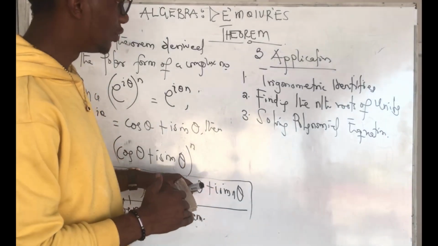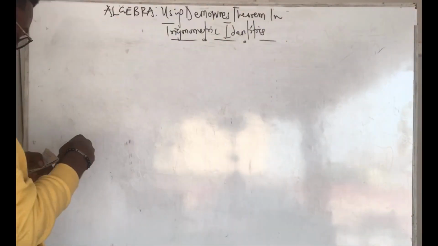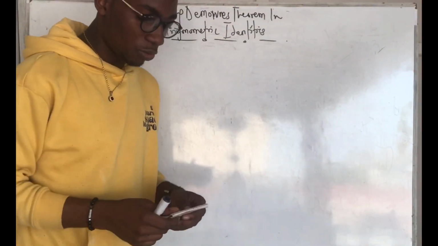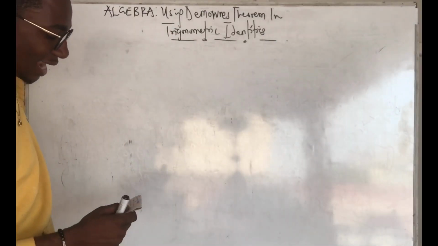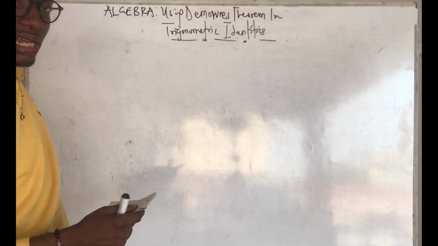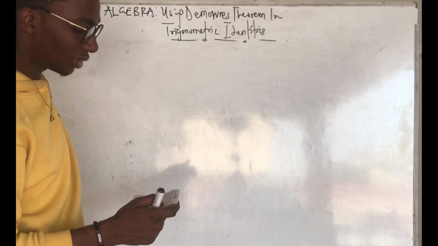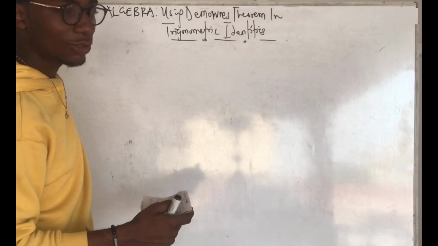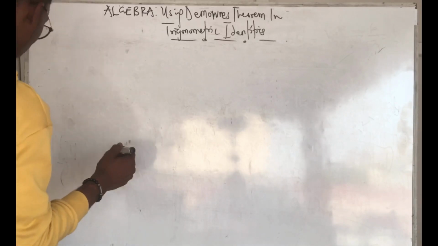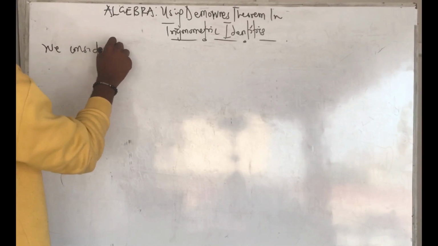So for the sake of this video, we want to look at the trigonometric identities. Now we want to look at how we can use De Moivre's theorem in trig identities. Before we can do this, we consider the expression of a multiple angle function in terms of a polynomial in a single angle function and its converse. So I want you to write this down.